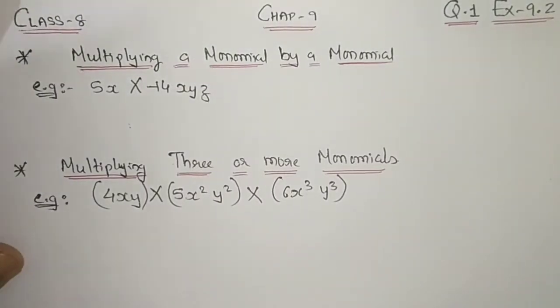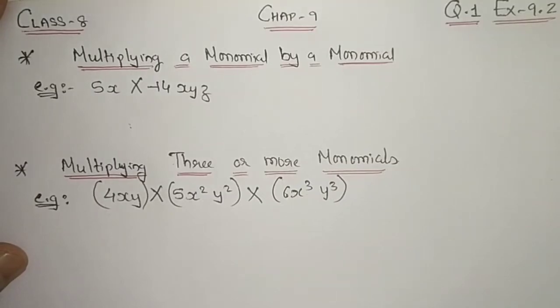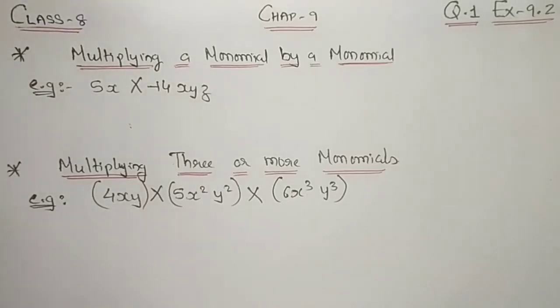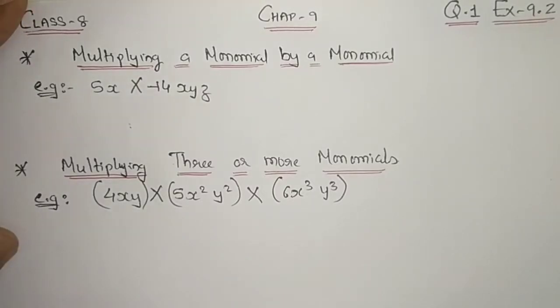Before solving question number 1, we will have a short introduction of this exercise. Here in this exercise, we are going to multiply a monomial by a monomial, or we will be multiplying 2 or 3 monomials together. How we can multiply, that we are going to study in a short introductory lecture, and then we will solve question number 1.